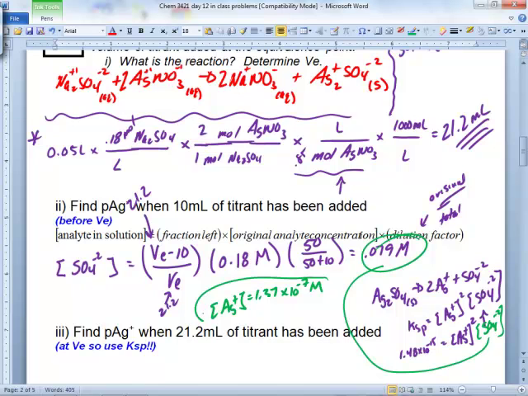After you take the square root, you'll get this. But they don't want the silver ion concentration. They want pAg+, because that's the convention of what you titrate. Okay, so take the negative log of it. About 6.86 is pAg+. Okay.